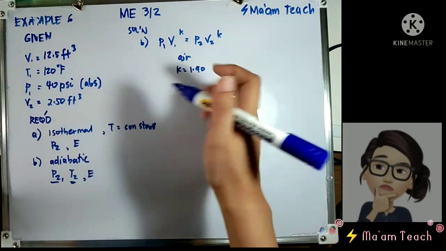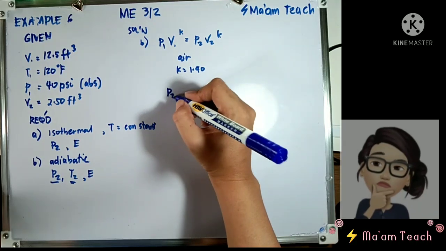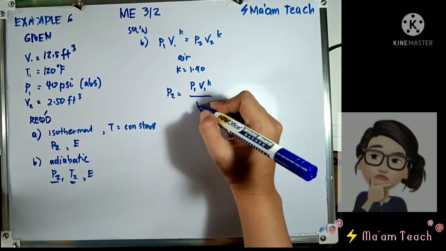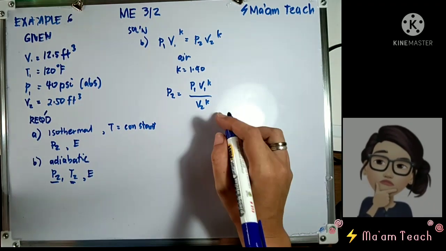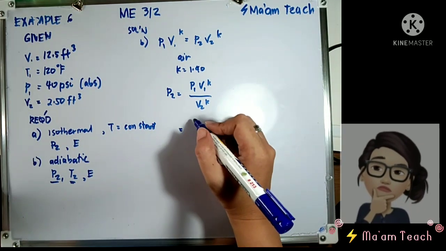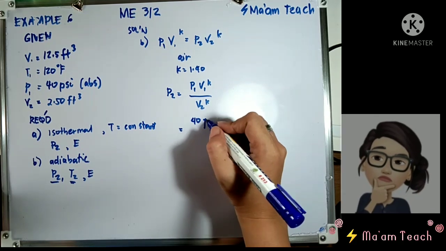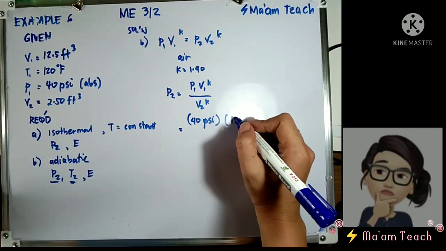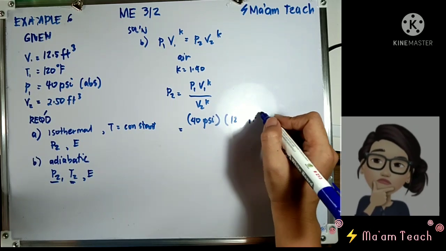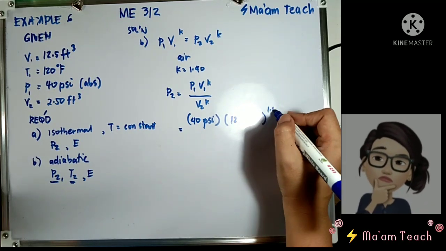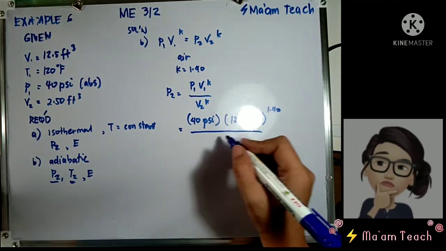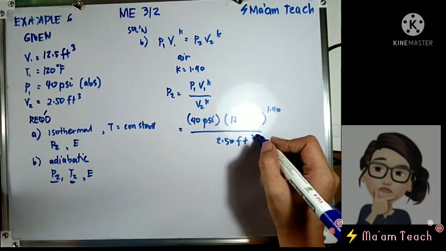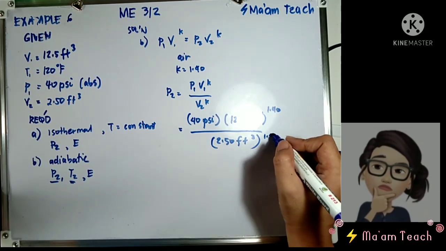Okay, so using this value, to solve for P sub 2, we have P sub 1 V sub 1 raised to K over V sub 2 raised to K. So substituting, our P sub 1 is 40 PSI. Your V sub 1 is 12.5 cubic foot. It should be raised to 1.40 all over your 2.50 cubic foot, and this should also be raised to 1.40.